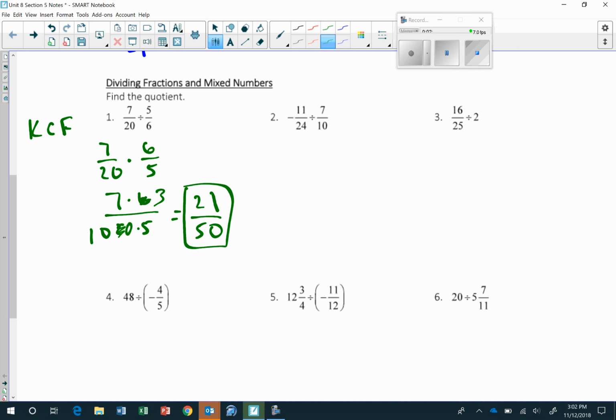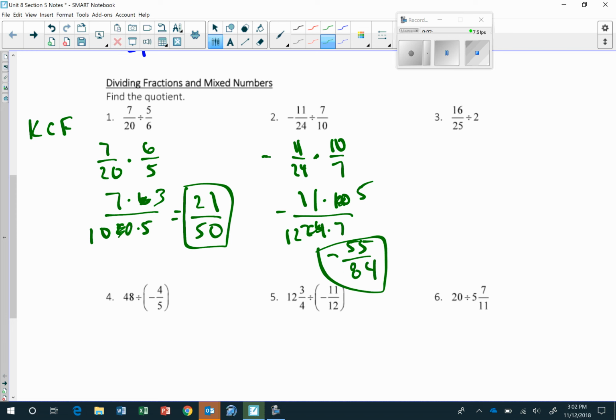For the second one, I have a negative divided by a positive, so I know my final answer is going to be negative. I keep the first one the same. I change division to multiplication. I take the reciprocal of the second one. Again, I can write that as one big fraction. Need to still remember that it's negative. 10 divided by 2 is 5. 24 divided by 2 is 12. So I'll get 55/84 for my final answer. Negative 55/84. Number 3, I'll leave for you guys to try.